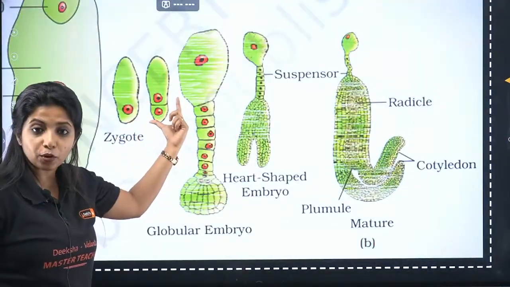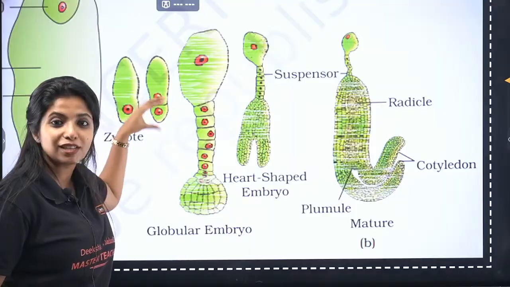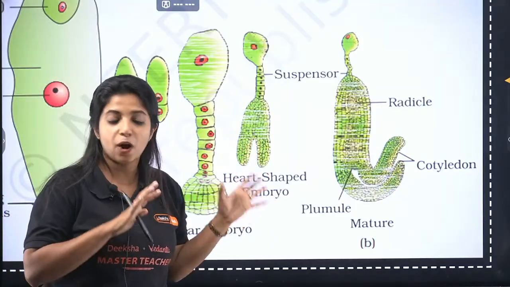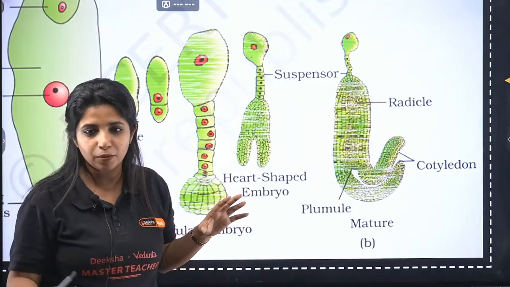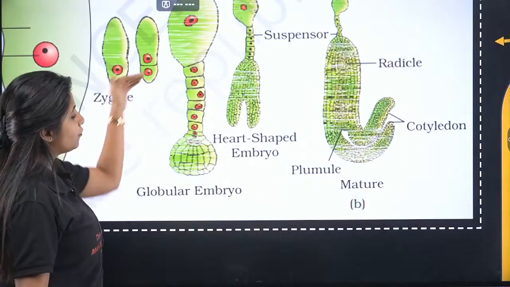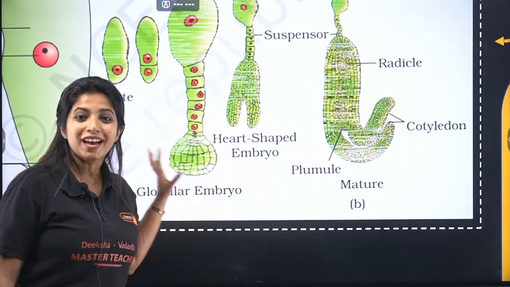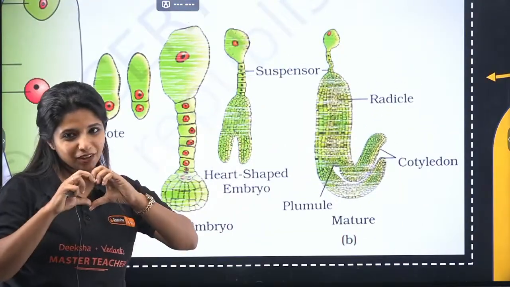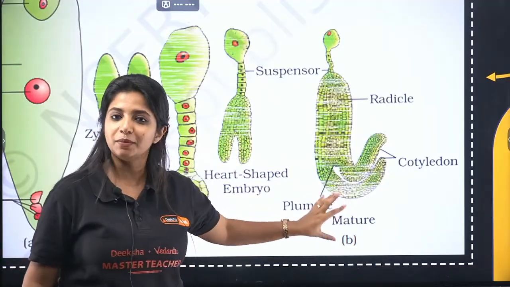There is pro-embryo. Okay, when the one cell divides into two, I'll say now it's not a zygote anymore. It is going to be an embryo. So you have the pro-embryo. After pro-embryo, you have globular embryo. After globular, you have heart-shaped embryo. And after that, you have the mature embryo.